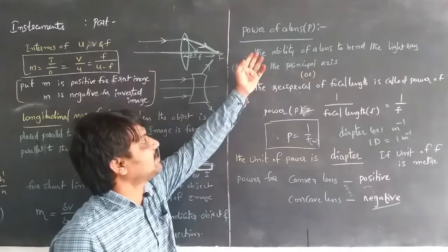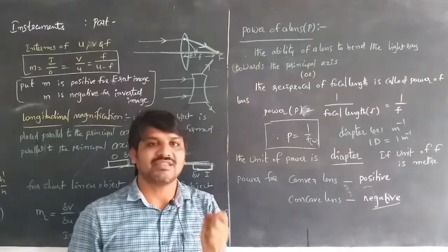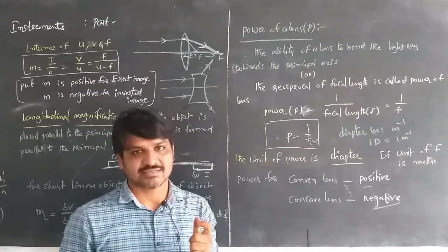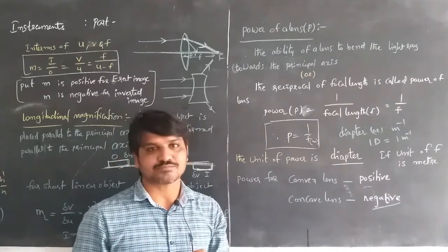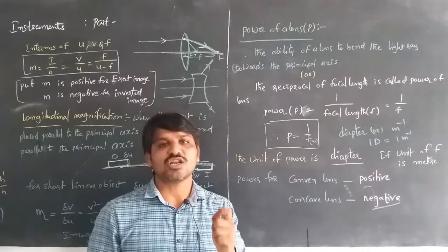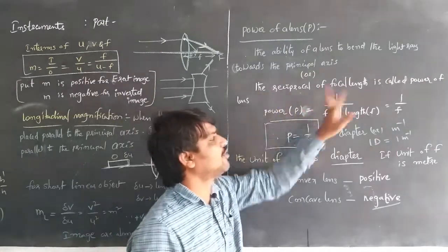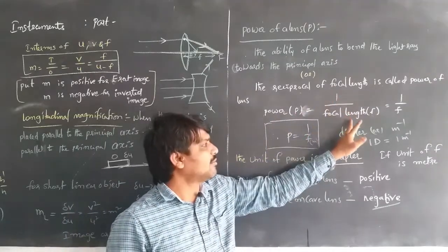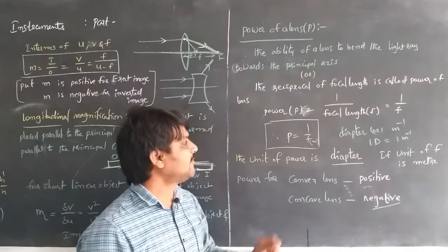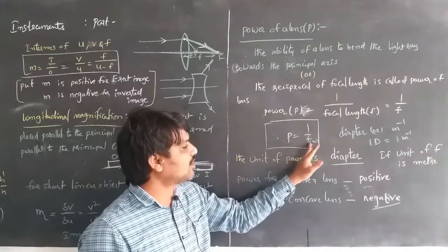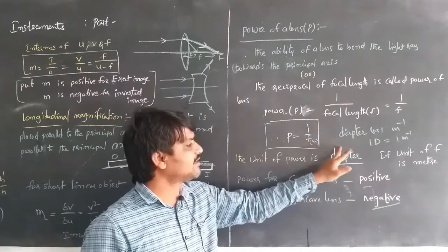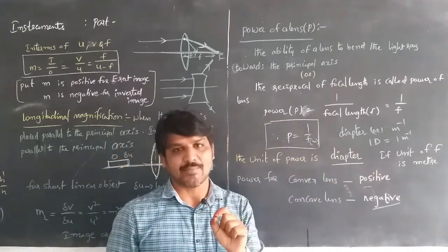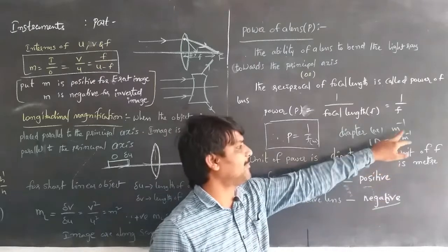So the power of a lens means the ability of the lens to bend the light ray towards the principal axis, or the reciprocal of focal length. Power P is equal to 1 by F. Whenever F is in meters, the unit of power of a lens is diopter, or per meter.